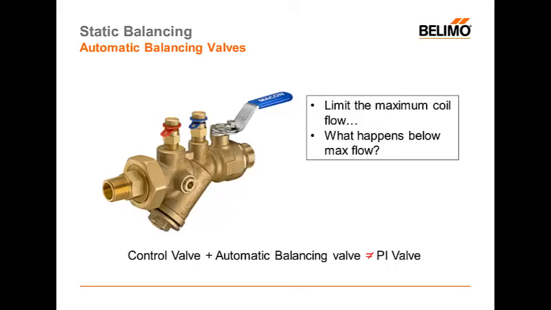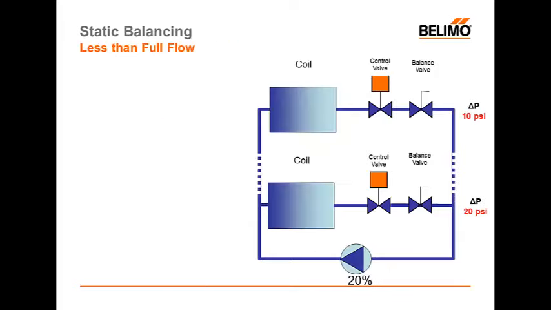If you put a standard pressure dependent control valve with an automatic balancing valve, you are pressure independent when the valve is closed or fully open and nowhere in between. So in a modulating application, a control valve plus an automatic balancing valve is not equivalent to a PI valve. Let's go back to our system now and turn everything down to 20%.